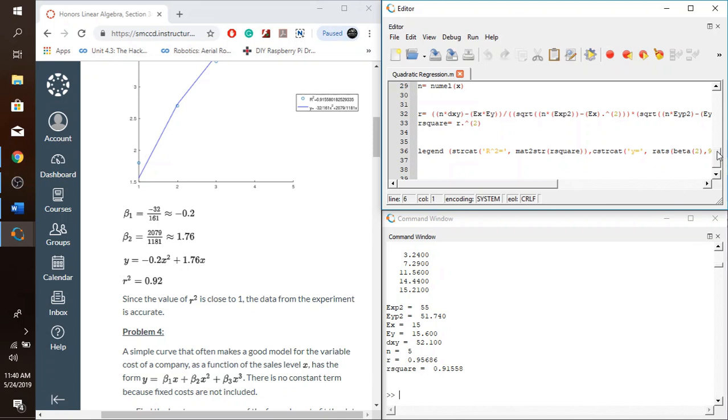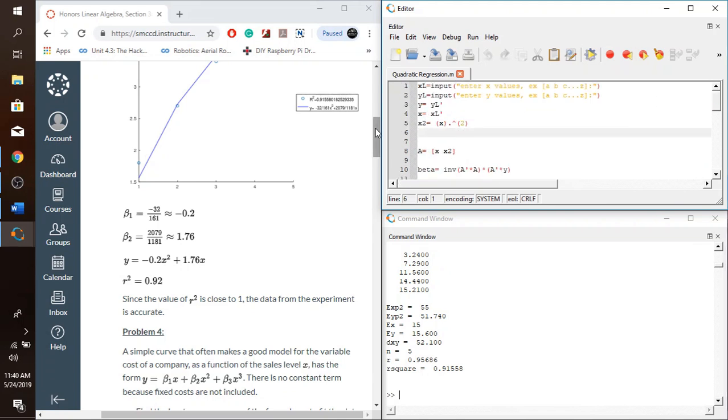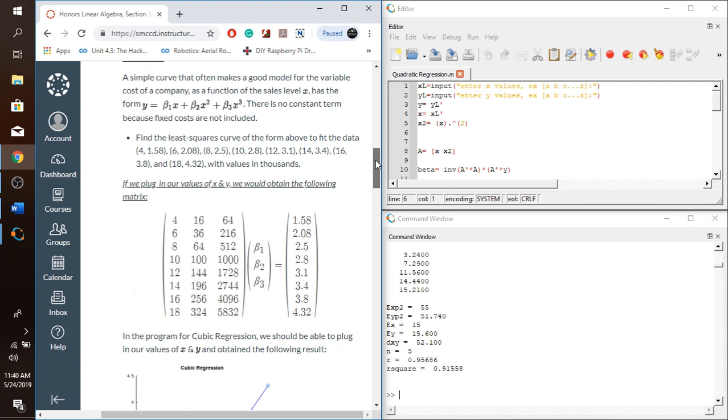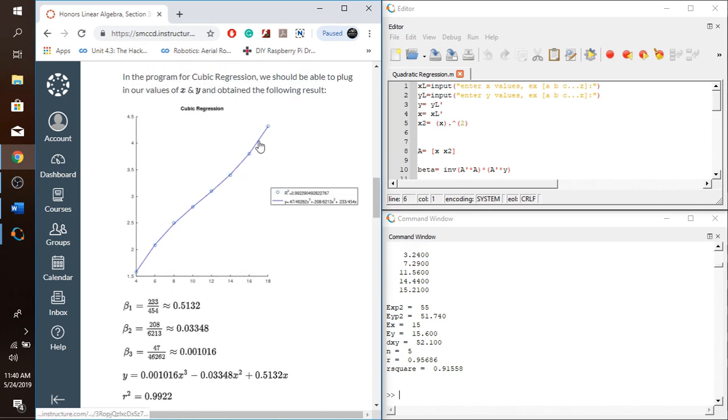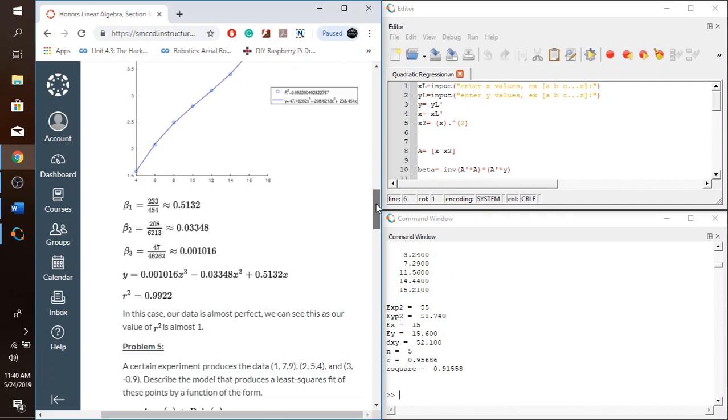But there's another topic. Cubic functions are pretty much the same as this one. Use an extra variable, and then it does the same thing. We get the r squared value. We get the formula. So these are the beta values for the y formula, now simplified, not in fraction form.